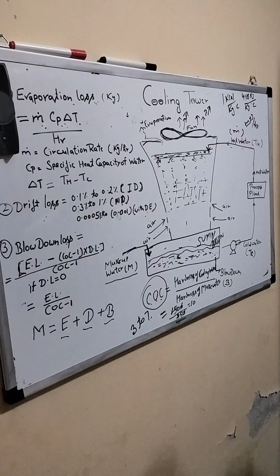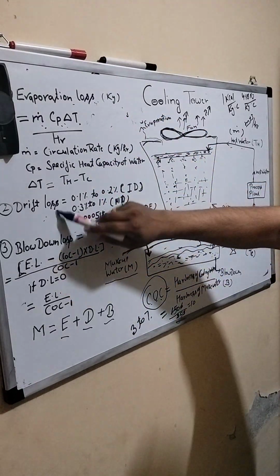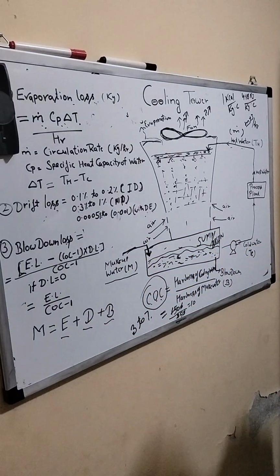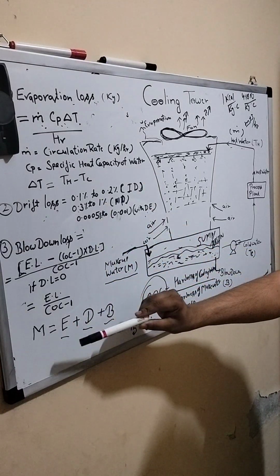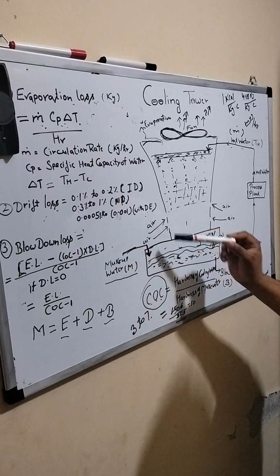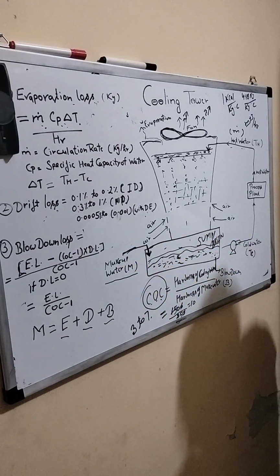In this video we have learned how to calculate evaporation loss, drift loss and blowdown loss, and the purpose of these losses. By calculating these losses, you can calculate how much makeup water you require in your cooling tower.